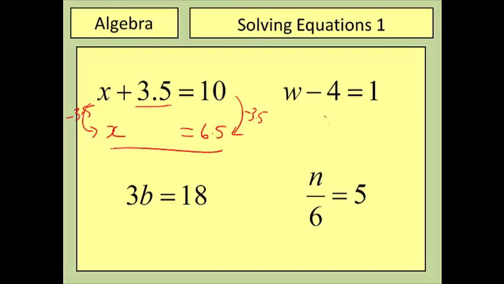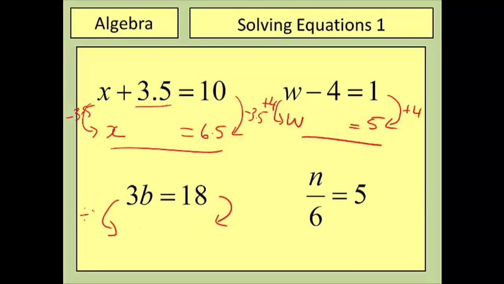In this one I need to do the inverse of take away 4, which is add 4, and that's going to happen to both sides of the equation, giving me w equals 5. In this one, I need to do the inverse of multiply by 3, which is divide by 3, of course. 18 divided by 3 equals 6, and 3b divided by 3 is b.